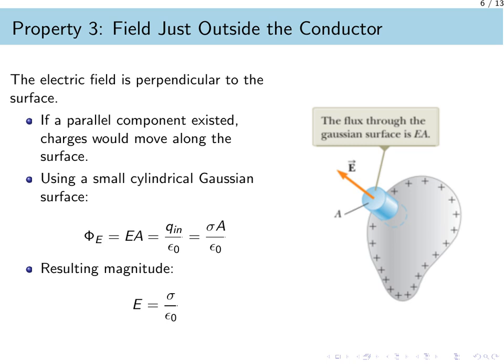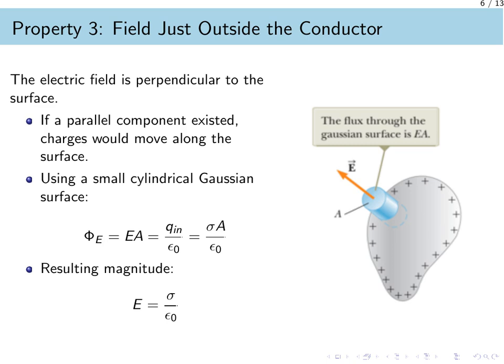Moving to the third property, we look at the electric field just outside the conductor. This field must be strictly perpendicular to the surface. If there were a parallel component to the field, it would exert a force on the surface charges, causing them to move along the surface and breaking the equilibrium.